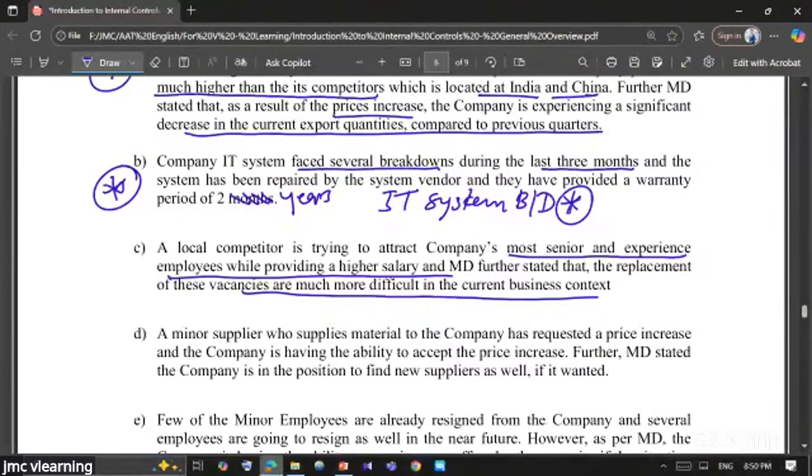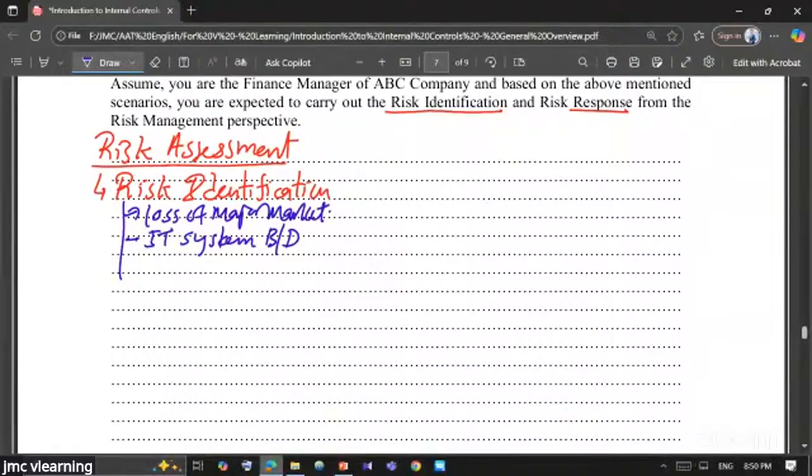Okay, so what is the risk which you are seeing here? Third one. What is the risk which you are seeing here? Loss of senior and experienced employees. Agreed? Loss of senior and experienced employees, right? So we'll go to the risk identification and identify the risk. Loss of senior and experienced employees. Right.